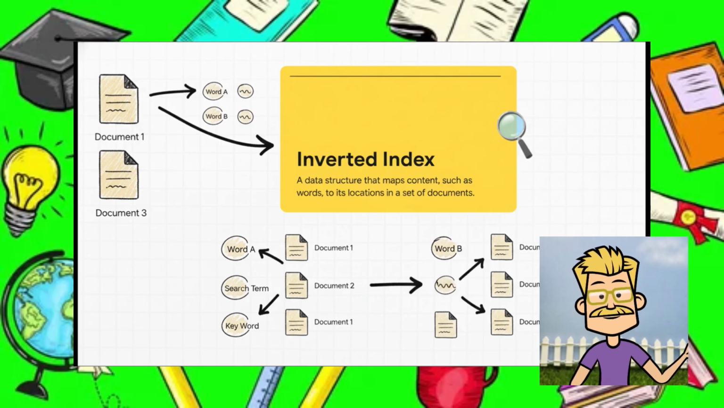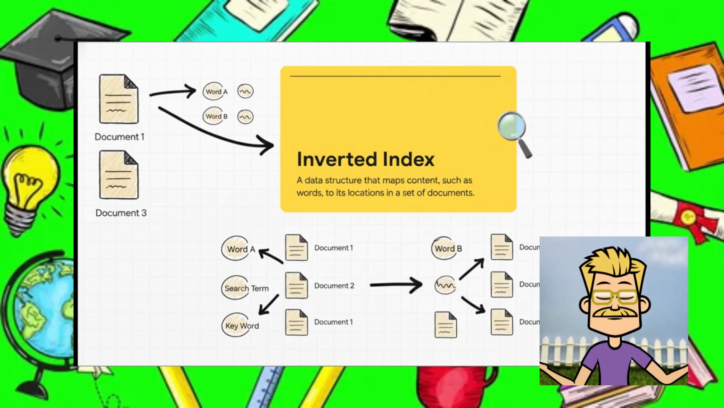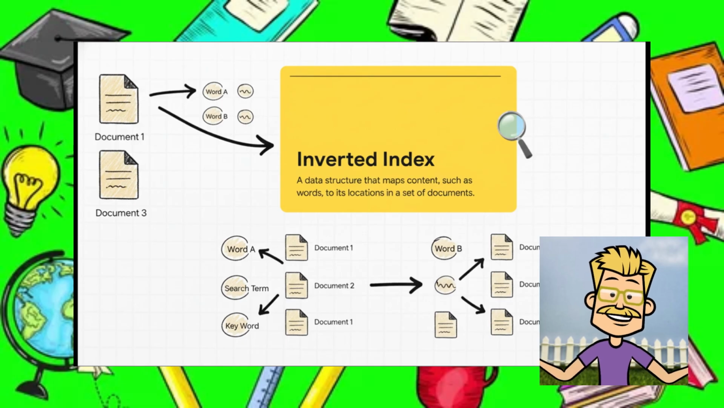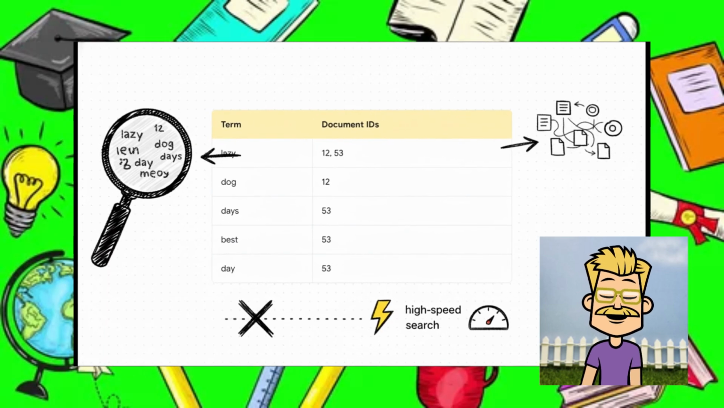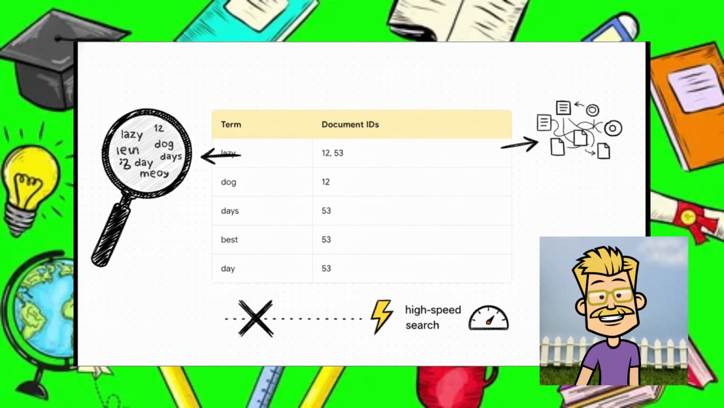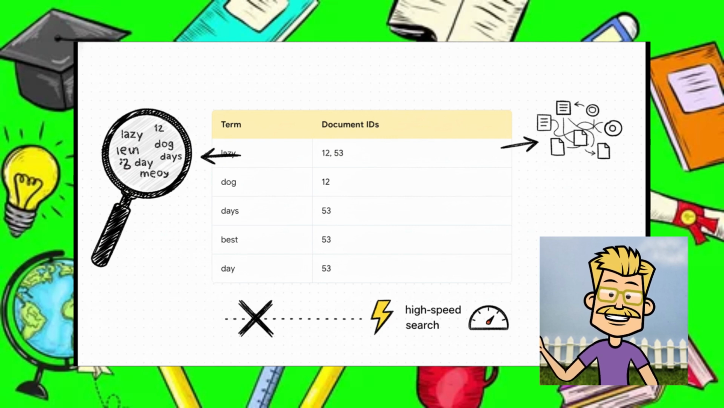Now, instead of mapping a document to the words inside it, the inverted index maps every single unique word to a list of all the documents where that word appears. It's basically like the index you'd find at the back of a textbook, but for all of your data. Yeah, this table shows that flip perfectly. See? On the left, you've got the unique words, we call them terms. And on the right, you have the IDs of every single document where that term shows up. So we're not scanning documents anymore, we're just looking up a word in a list.